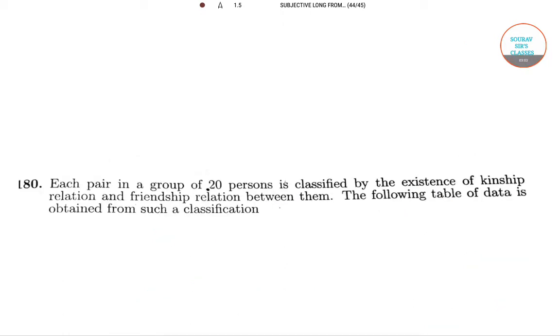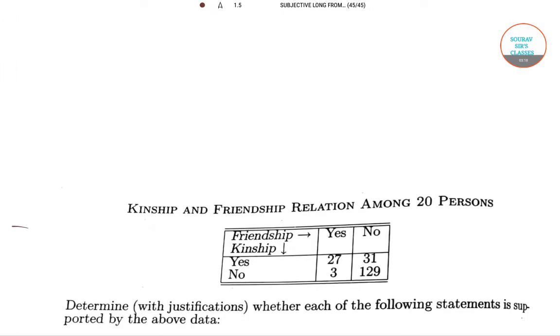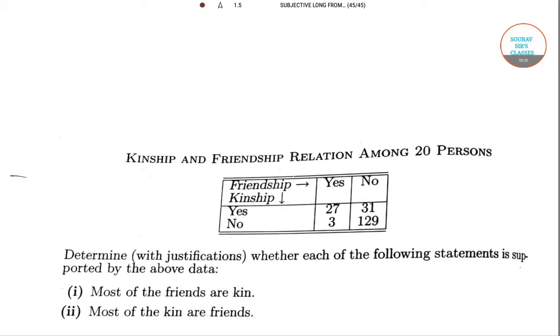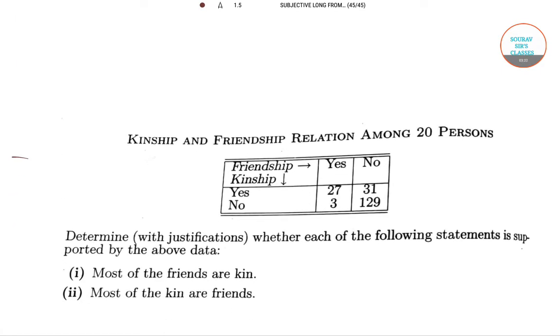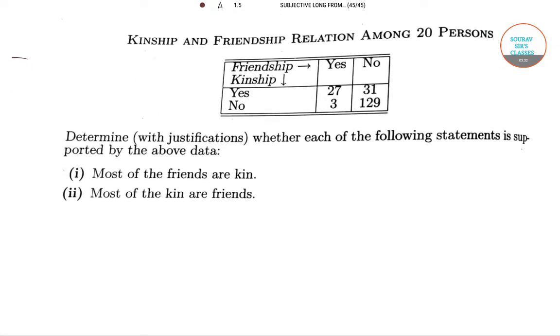In the next question, we have each pair in a group of 20 persons classified by existence of kinship relationship and friendship relationship between them, and we have the following data obtained for such a classification. Now, this is a kinship and friendship relationship among 20 people. Now, from this data, we have to determine number 1, whether most of the friends are kin or not, and number 2, whether most of the kin are friends or not.